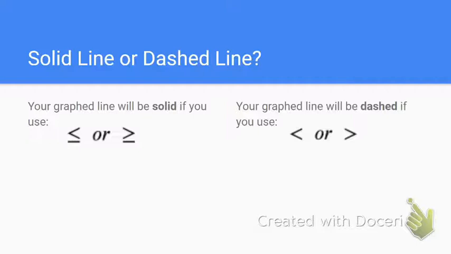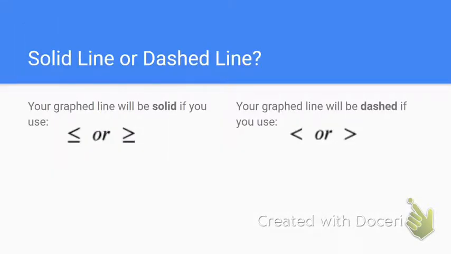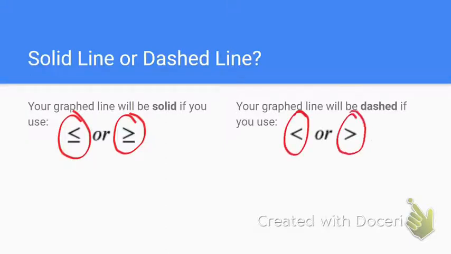For a solid line, it's less than or equal to... why did I go back? Go back, here we go. For a solid line, less than or equal to or greater than or equal to, you'll be graphing a solid line. If it's just less than or greater than, you'll be graphing a dashed or dotted line. You should be writing this in the notes.